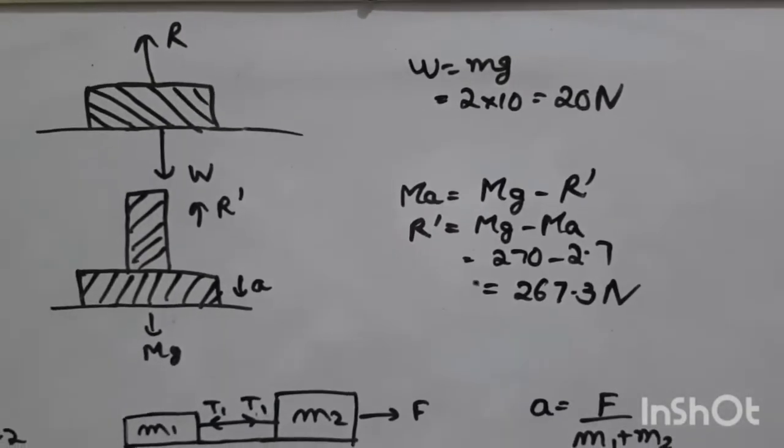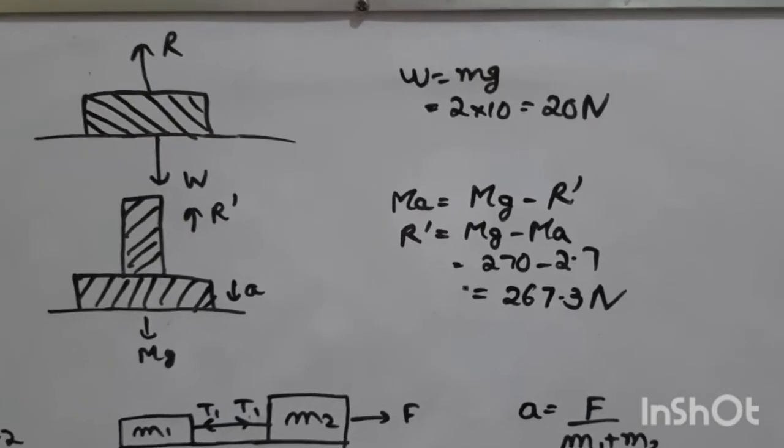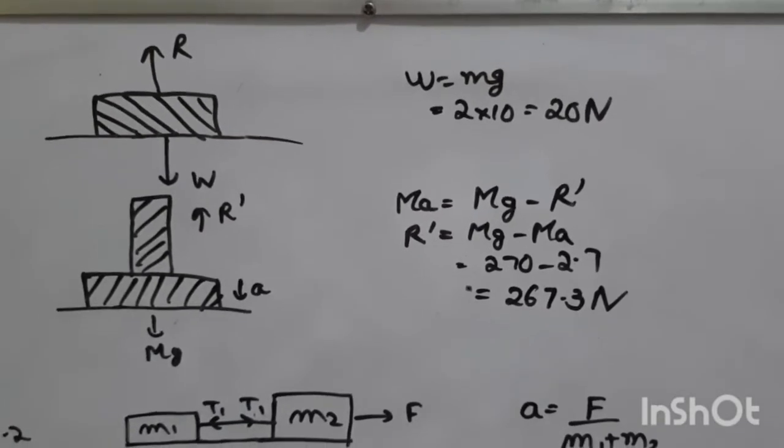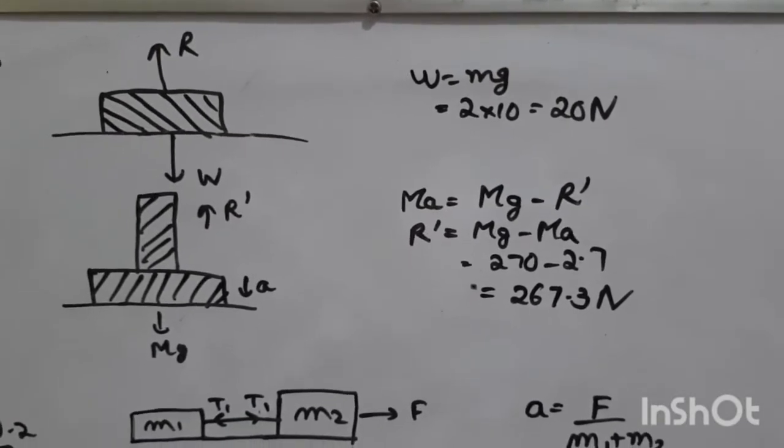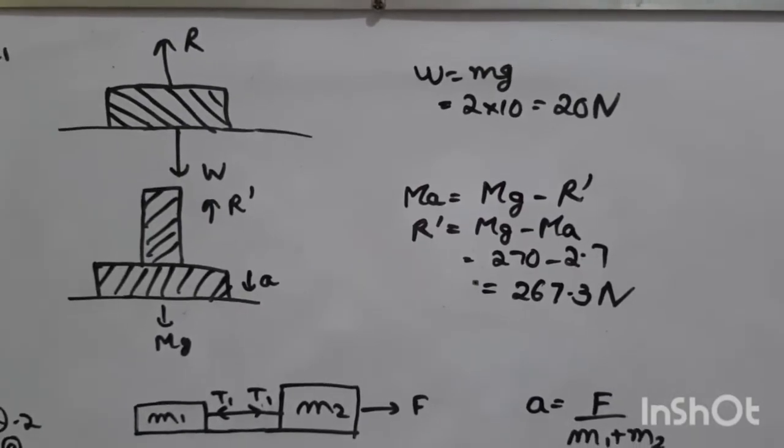Here m is the total mass of the system, that is the mass of the block plus the mass of the cylinder, that is 27 kg.